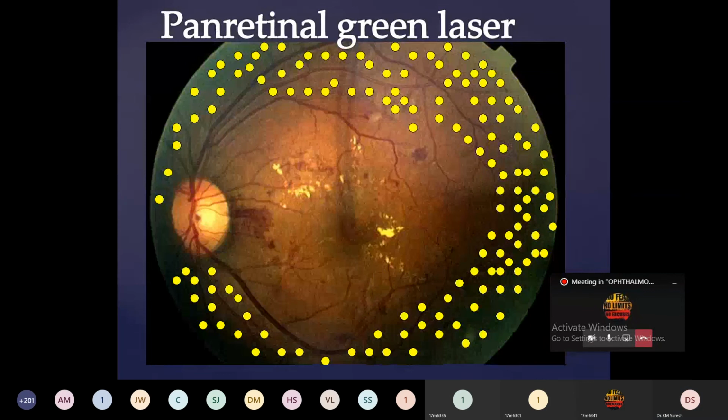This is a diagrammatic representation of pan-retinal green laser photocoagulation. These yellow spots are seen in the periphery. You can see that they are applied both in the mid-periphery and far periphery. This is a picture of pan-retinal green laser photocoagulation. There are three pigments in the retina: melanin, xanthophyll, and hemosiderin. These pigments absorb the light energy and convert it into heat energy. Once it is converted into heat energy, these yellow spots are formed on the retina.